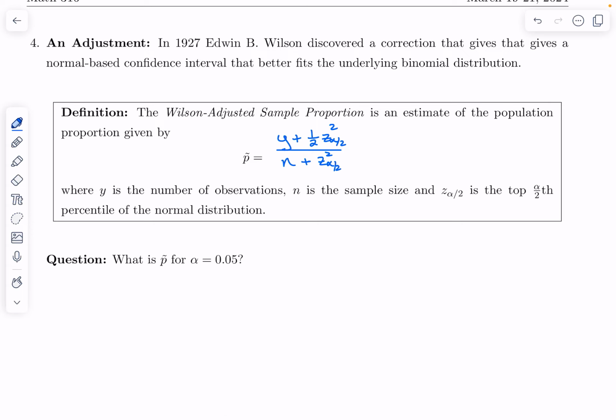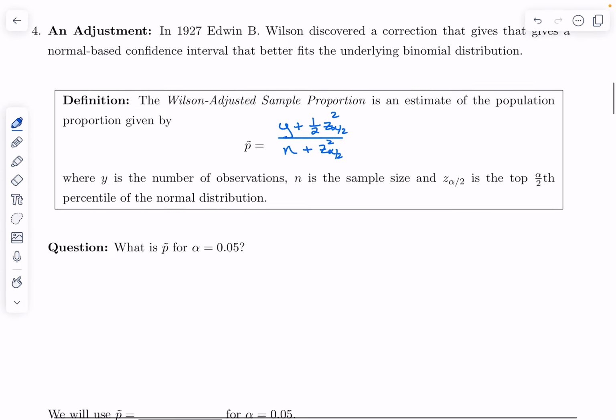Here, y is the number of observations, n is the sample size, and z sub alpha over 2 is the top alpha over 2 percentile of the normal distribution. So before we would see something like t sub alpha over 2, and that was the top alpha over 2 percentile of the t distribution. But now z sub alpha over 2 is going to be the top alpha over 2 percentile of the normal distribution.